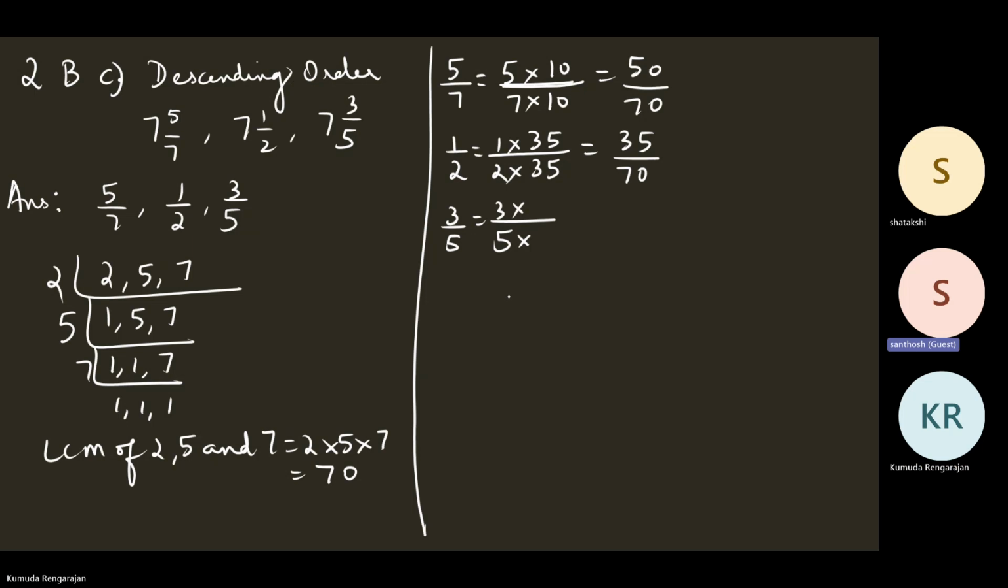Next one, Santosh. And this one, multiply by 14. 3 into 14, 42, and this will be 70. Very good. So 3 into 14 is 42 and this will be 42 by 70. Now we have to arrange it in the descending order, meaning big to small. So what do you observe?